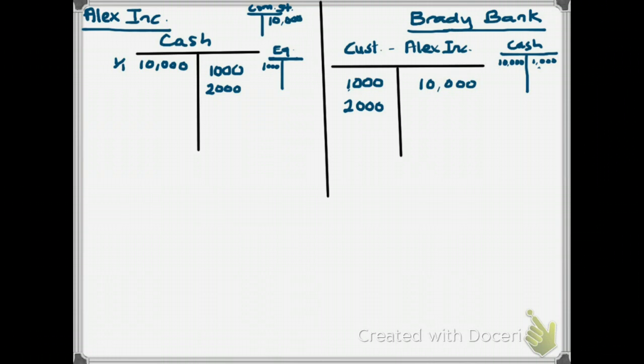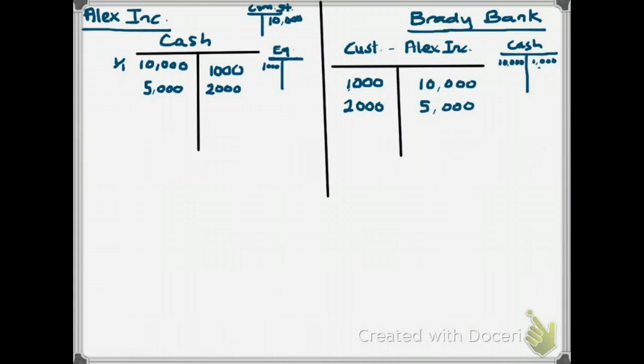On the 15th of January, let's say that Alex Inc. earned $5,000 revenue, and it was cash revenue. So what Alex Inc. would have done is debited their cash $5,000, credited revenue $5,000, and when we went and deposited that money, Brady Bank did their journal entry, which would be debit cash, credit Alex Inc.